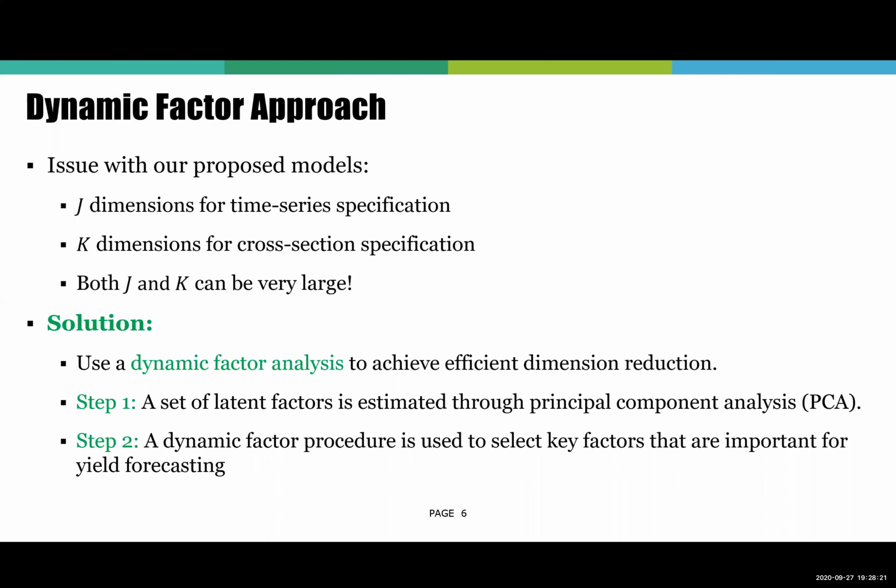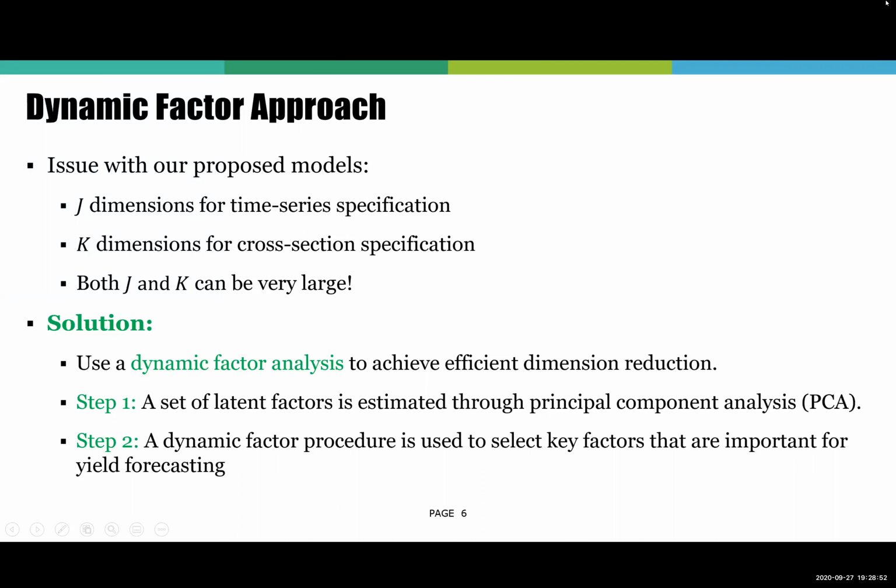The challenge with directly implementing this model is that the dimension K for cross-section specification and the dimension J for time series specification can be very large in practice. This is especially problematic for modeling crop yields due to data scarcity. To resolve this issue, we propose to use dynamic factor analysis to achieve an efficient dimension reduction. In particular, our solution involves 2 steps.